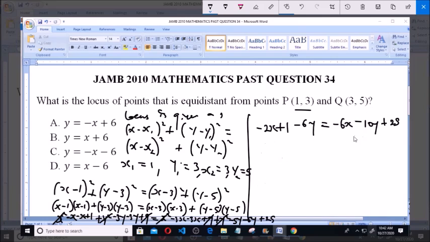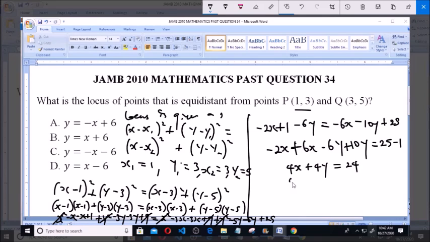Now collecting like terms, now we'll have minus 2x plus 6x, then minus 6y plus 10y is equal to 25 minus 1. So from here we'll have 4x plus 4y is equal to 24. Now we can write this as 4y plus 4x is equal to 24.